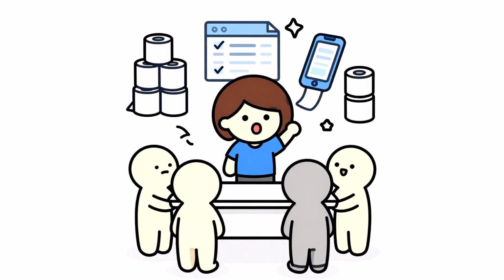Community wisdom from hosting forums keeps repeating one lesson: track it or lose it. Hosts who use a simple spreadsheet or app to log consumable purchases against expected usage catch waste patterns fast, sometimes discovering one unit somehow burns through twice the toilet paper of every other unit combined.